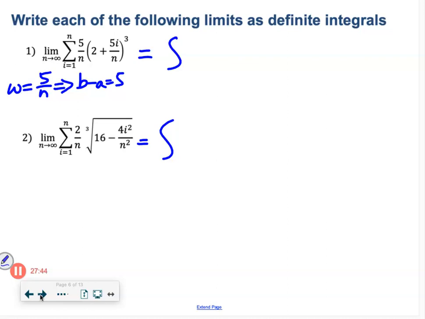All right. What are we plugging into our function? We plug in left endpoint plus width times i. So here's width, here's i, which means this number right here has to be our left endpoint. Because we plug into our function left endpoint plus width times i.